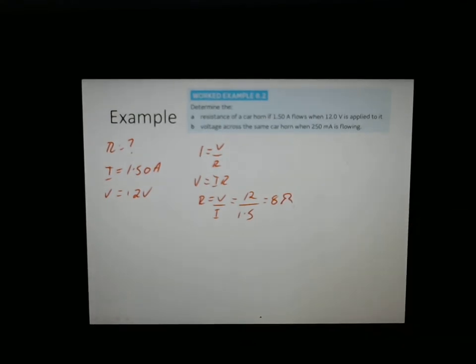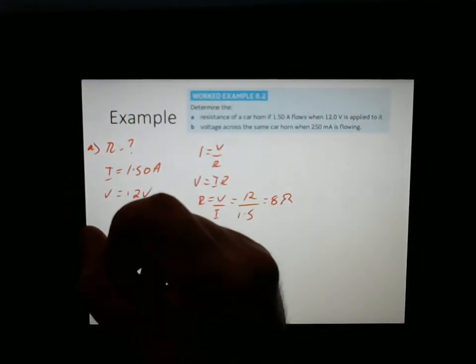Now the symbol for resistance is this weird looking omega thing, like a circle with two doors opened up underneath. This is the symbol omega, sometimes pronounced omega, and this was part A. So we've got part B.